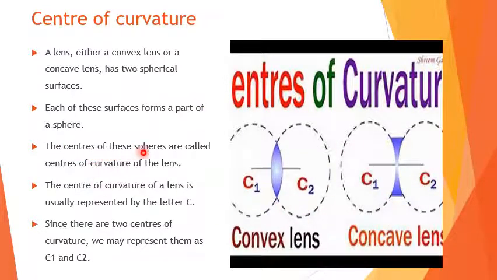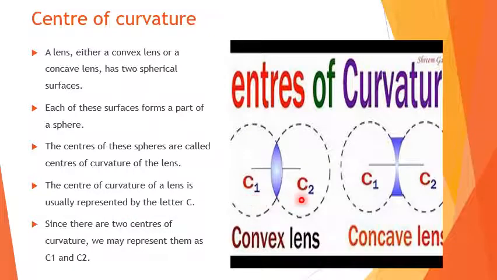The centers of these spheres are called the centers of curvature of the lens. So the centers of these spheres, here C1 and C2 in convex and C1 and C2 in concave, are called the centers of curvature of the lenses. Now there are two centers, so we have to name them twice. One will become C1, the other will become C2. The center of curvature of a lens is usually represented by the letter C.